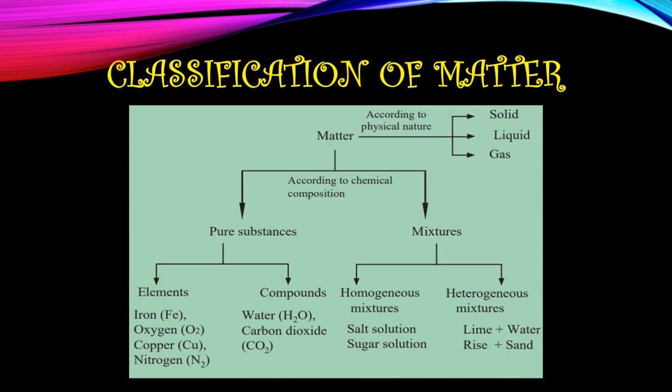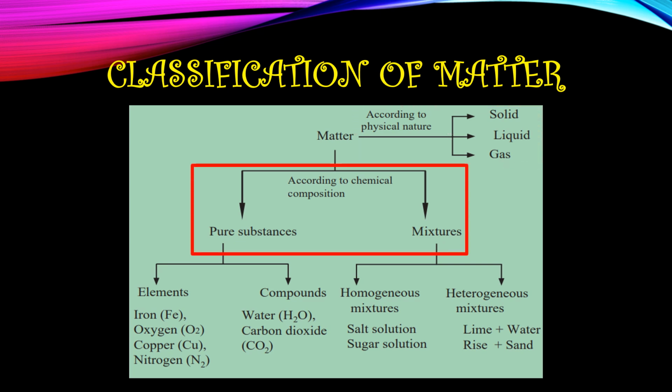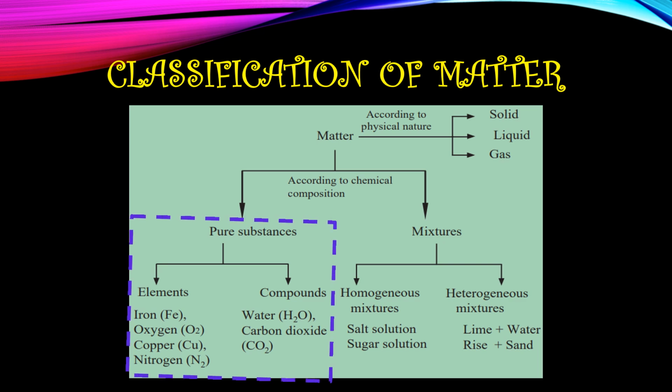Now let's see about classification of matter. Matter can be classified into three main groups according to the physical nature as solid, liquids, and gases. You know about this, right? Matter can also be classified according to the chemical composition into two groups as pure substances and mixtures. Well, pure substances again can be classified as elements and compounds. Examples for elements are iron, oxygen, copper, nitrogen, and there are so many. Examples for compounds are water, carbon dioxide.